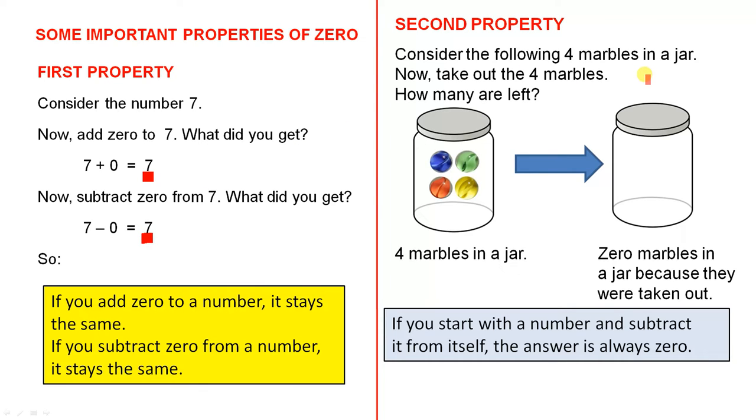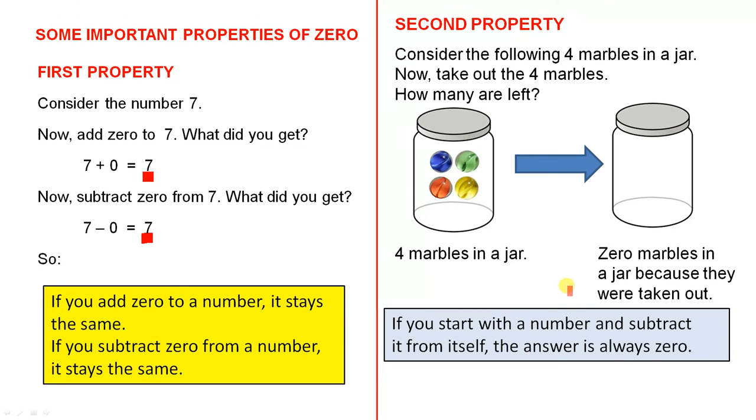Here's the next property. Consider the 4 marbles in a jar. 1, 2, 3, 4. There are 4 marbles in a jar. Now take out the 4 marbles. How many are left? After you take them out, there are 0 marbles in the jar because all of them were taken out.